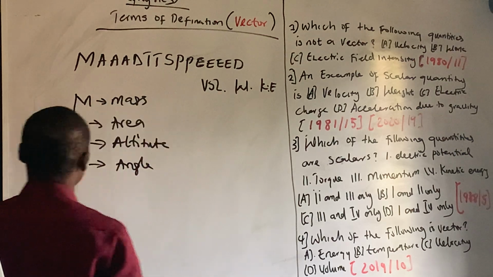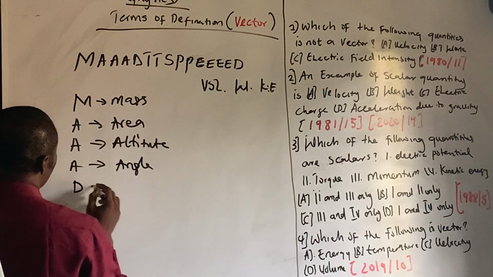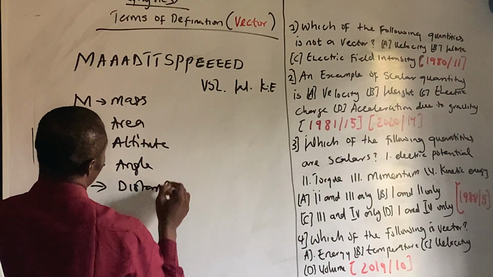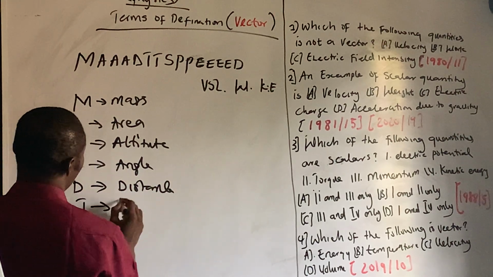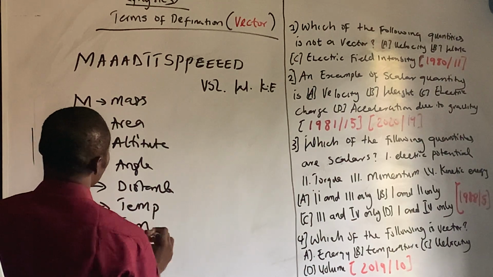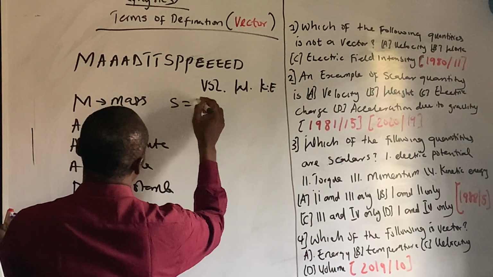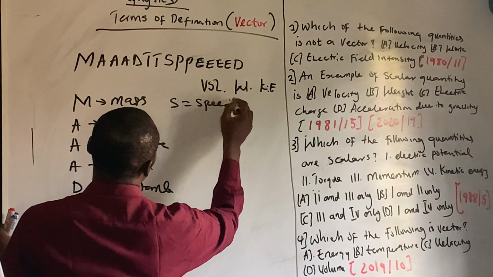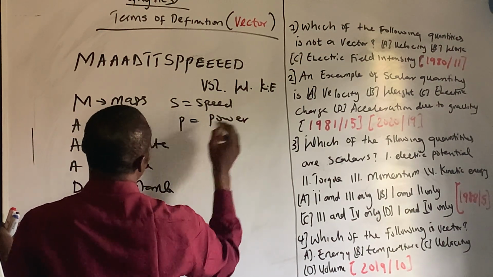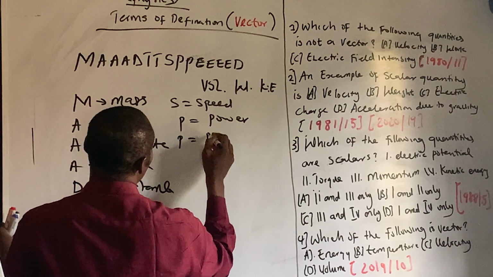There's no direction there. Then D, this is distance. Then T, this is temperature. The other T, that is time. Then S, that is speed. Then P, that is power. Then another P, that is pressure.